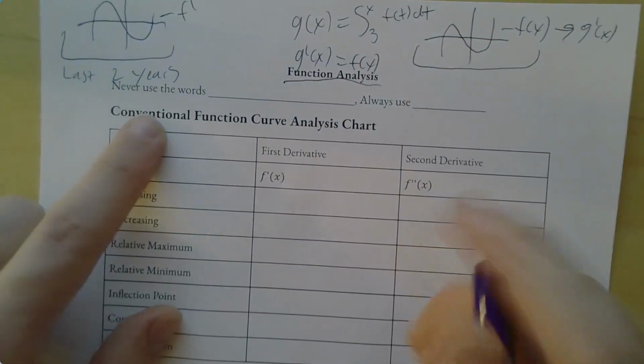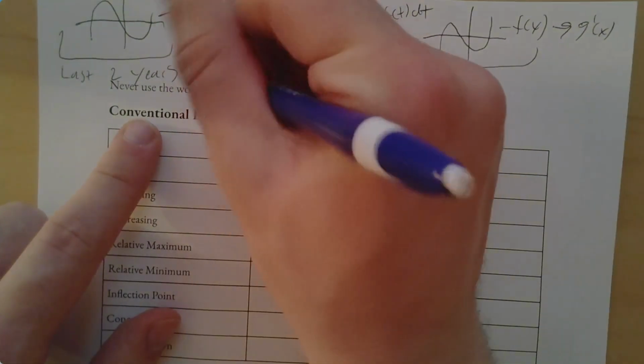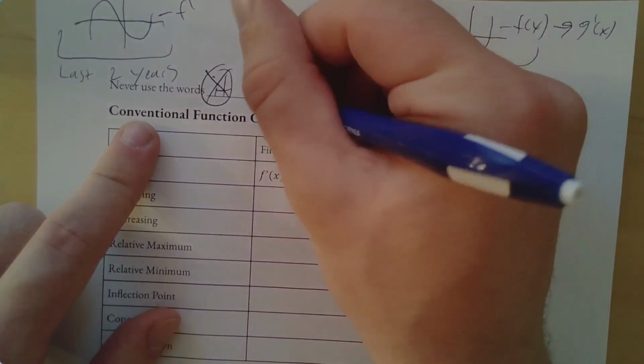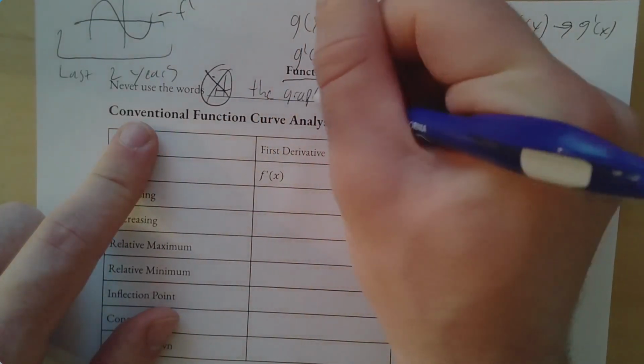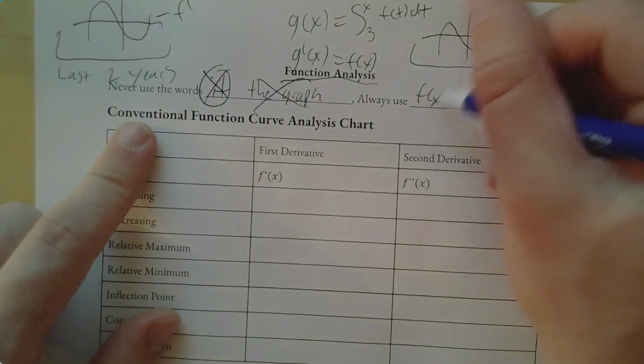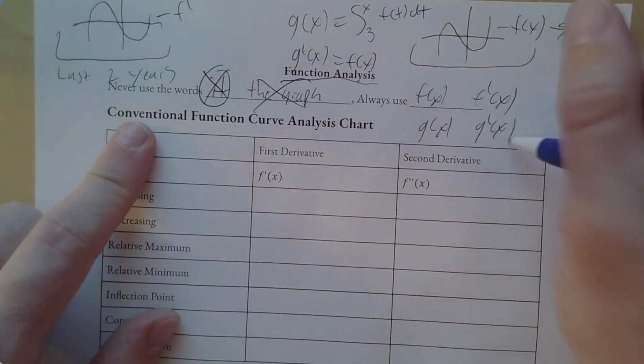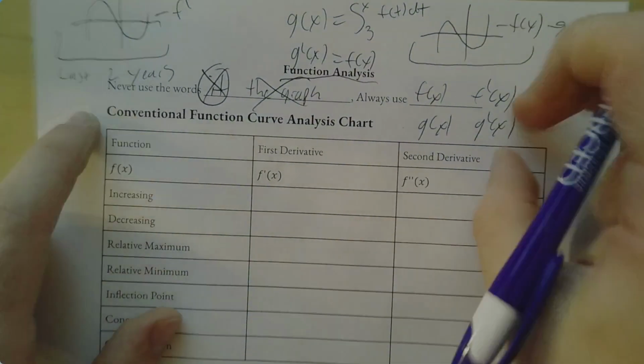So for key things in function analysis, when you do FRQs, never ever ever use the word "it." It is banned. No "it," no "the graph." I never want to see that. Be specific. Use f of x. Use f prime of x. Use g of x. Use g prime of x. That's what we use. You do be specific.